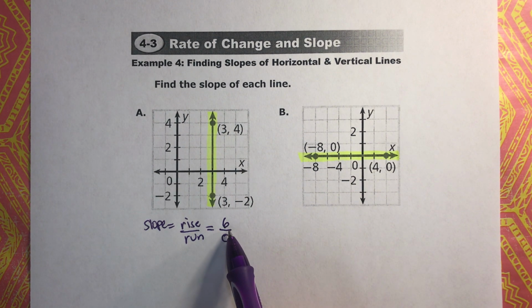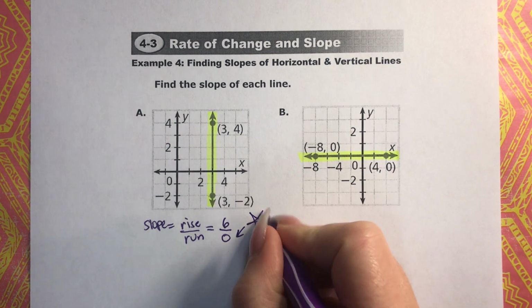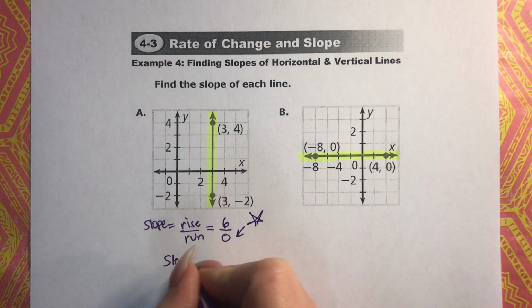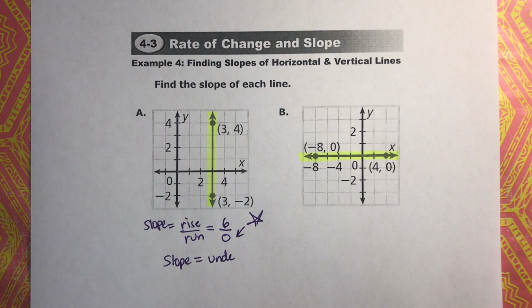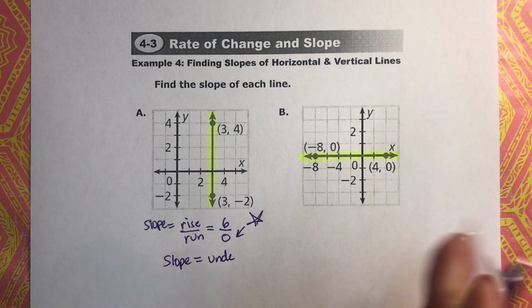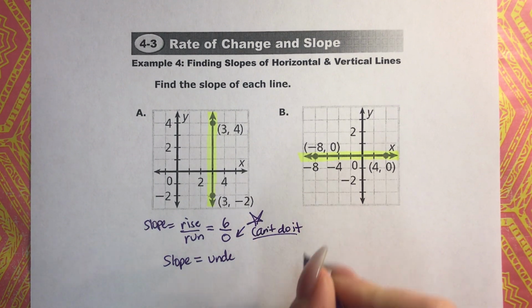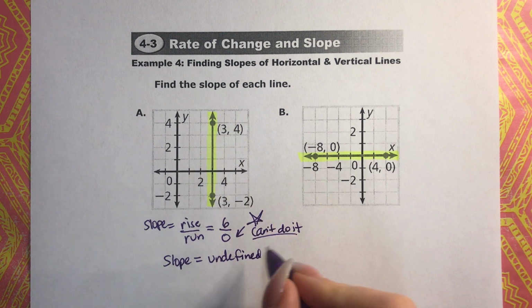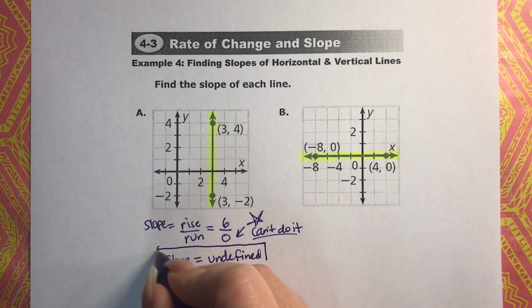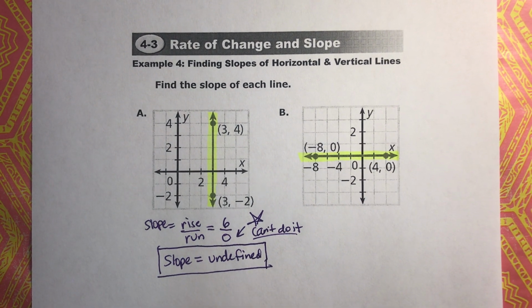So whenever you have 6 over 0, and there's a 0 in the denominator, that is key, which means the slope is undefined. You can't have 0 in the denominator of a fraction, so you can never divide by 0. 6 divided by 0, you just can't do it. All right, so the slope is undefined. Whenever you have a vertical line like this, the slope is going to be undefined.